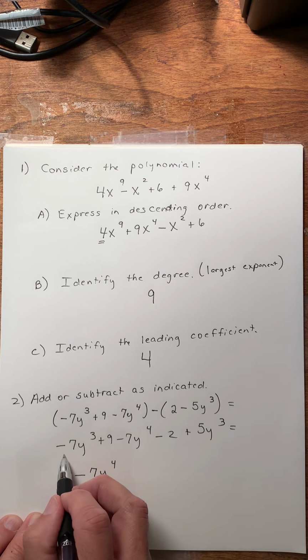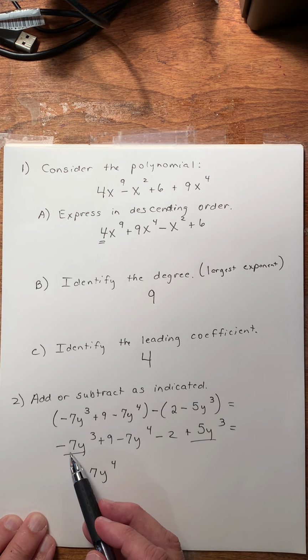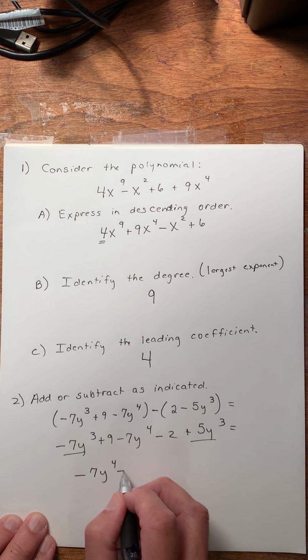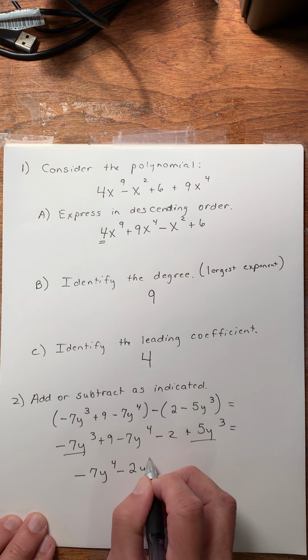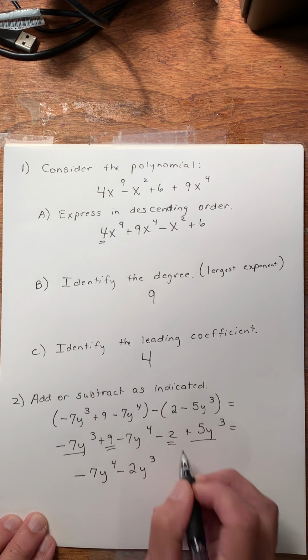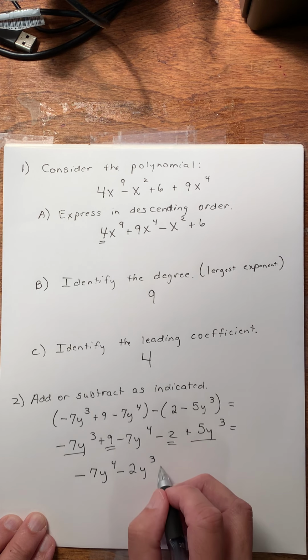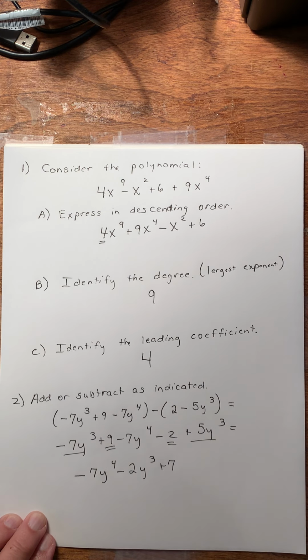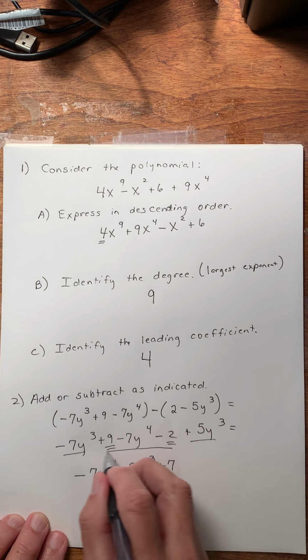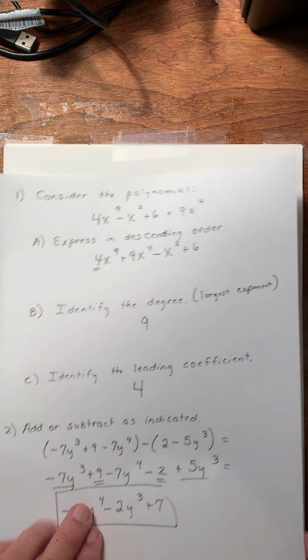I notice that I have like terms with the y to the 3rds. Minus 7 plus 5 is minus 2. And I notice also that I have like terms here. Plus 9 minus 2 plus 7. So that's what you put for your final answer.